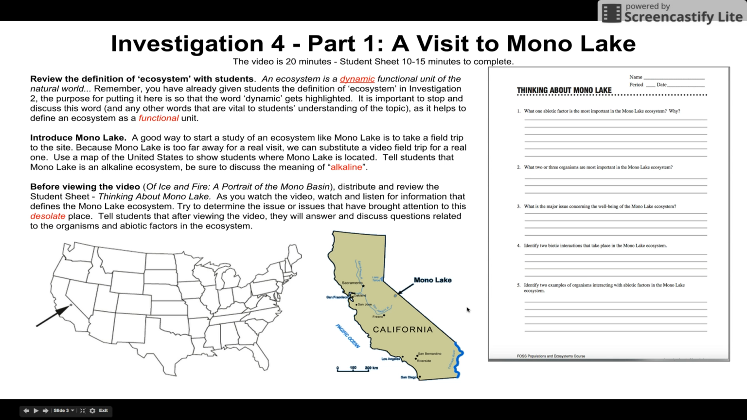Before viewing the video Ice and Fire, a Portrait of the Mono Basin, distribute and review the student sheet, Thinking About Mono Lake. As you watch the video, watch and listen for information that defines the Mono Lake ecosystem. Try to determine the issues that have brought attention to this desolate place. Tell students that after viewing the video, they will answer and discuss questions related to the organisms and abiotic factors in the ecosystem.